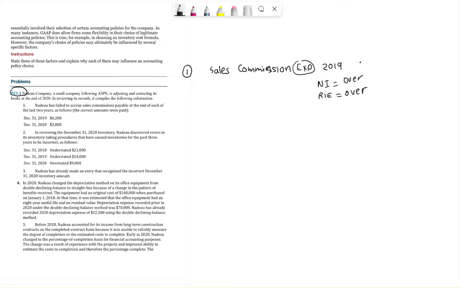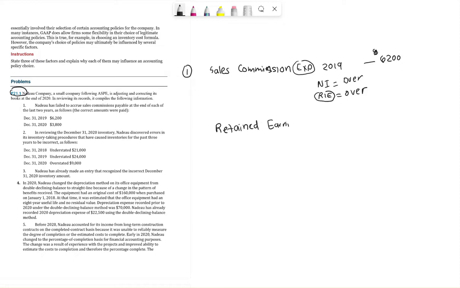So what amount did we not record? The amount we did not record was $6,200. So the $6,200 was the sales commission that we did not record. So what we're going to do is, if the retained earning was over, how do we fix that retained earning? By debiting it. How much retained earnings?